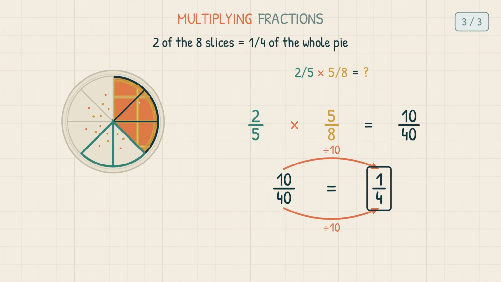Check it on the pie. He ate 2 of the 8 slices, and 2/8 is exactly 1/4.